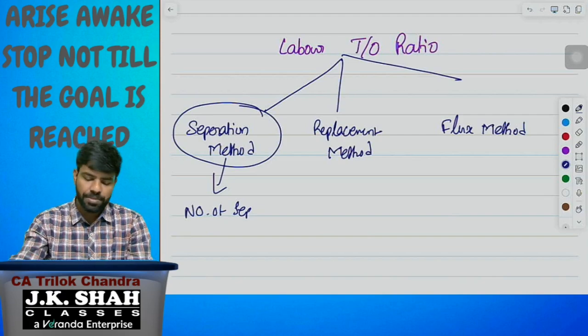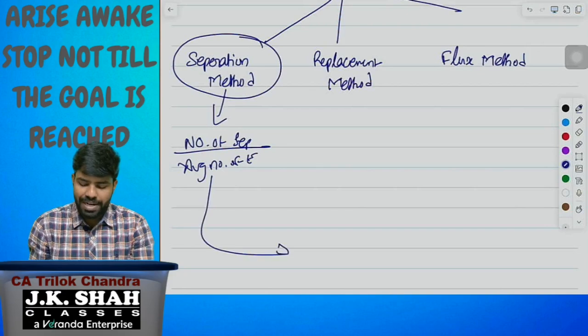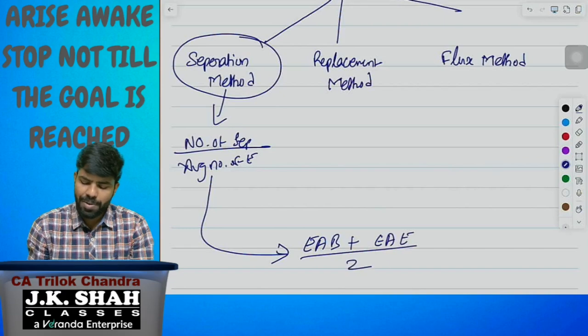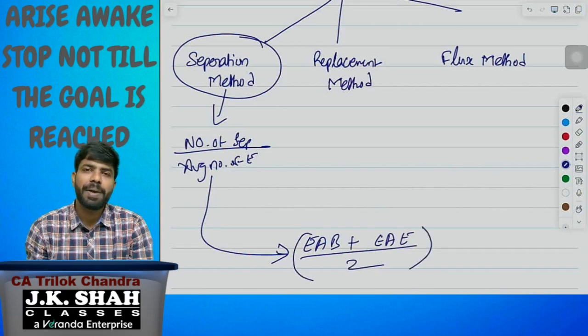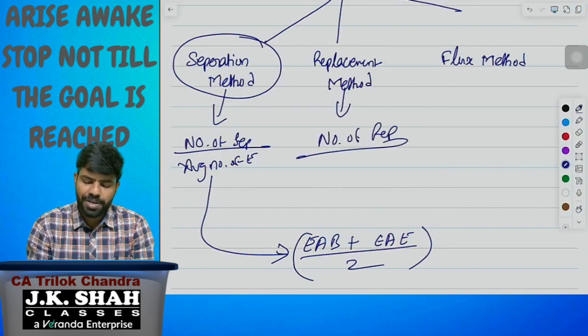Look into the formulas. Separation method: number of separations divided by average number of employees. How to calculate average number? Employees at beginning plus employees at ending divided by 2. Opening employees plus closing employees divided by 2 gives you average number of employees. Replacement method: number of replacements divided by average number of employees into 100 to convert into percentage.